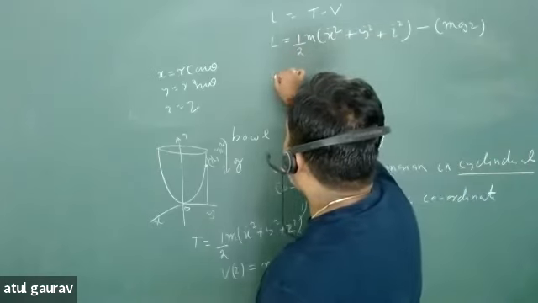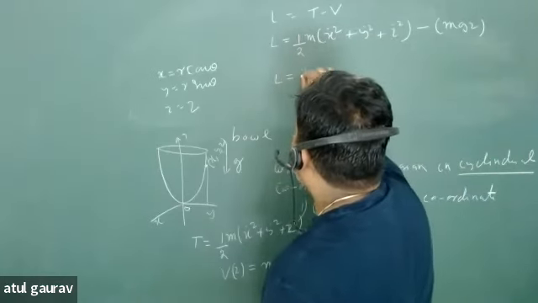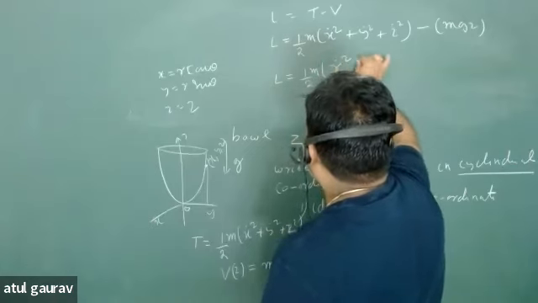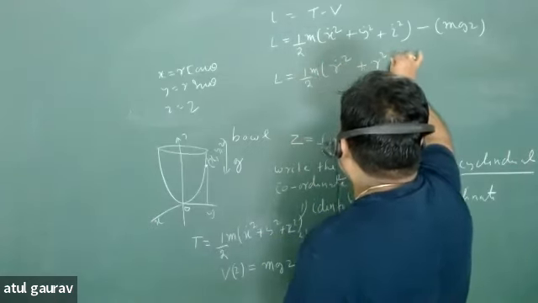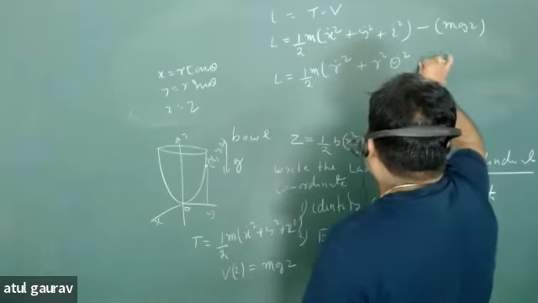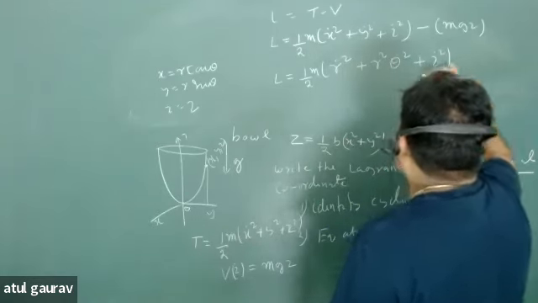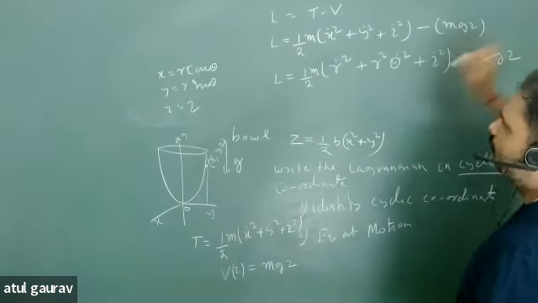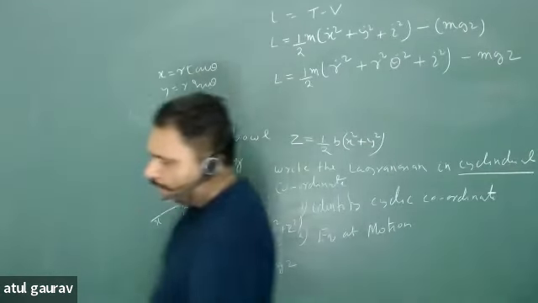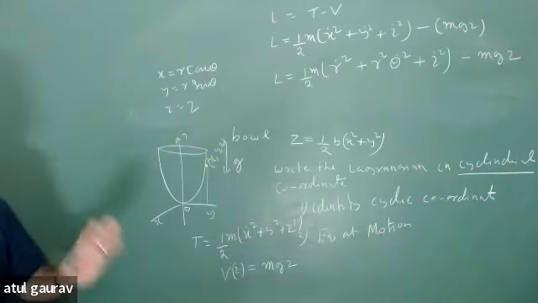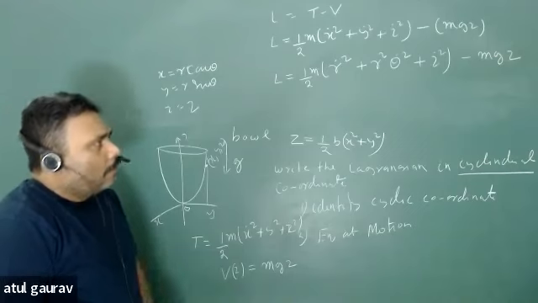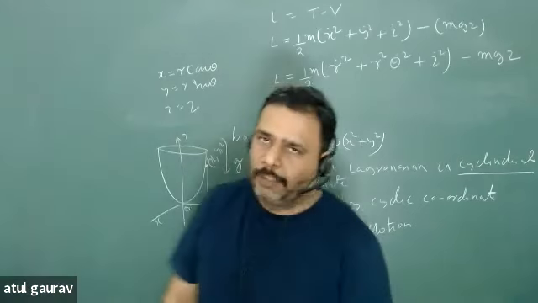So when we go to cylindrical coordinates, we have half m (r dot square plus r square theta dot square plus z dot square) minus mgz. This is my Lagrangian in cylindrical coordinates. Now, from here we have to analyze what will be the degree of freedom of this particular system.